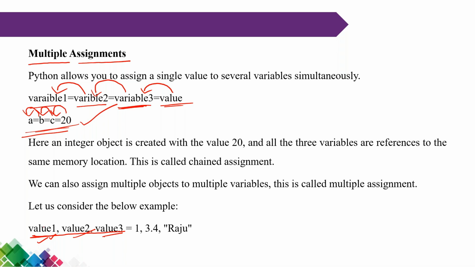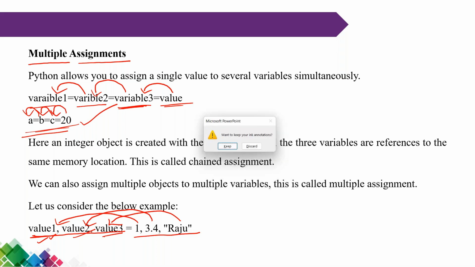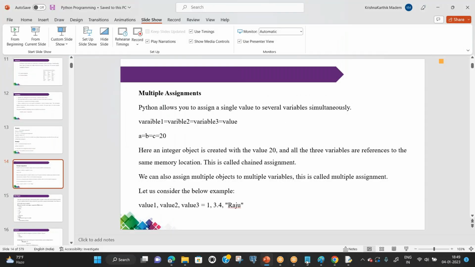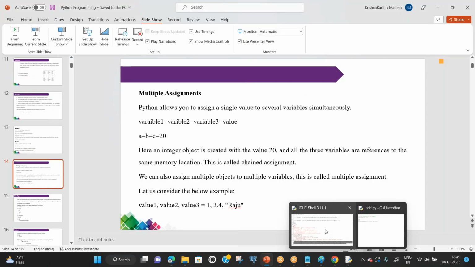How many variables do we have? We have three variables. Assign three values, again separated with commas. How? 1 is assigned to value 1. 3.4 is assigned to value 2. Raju is assigned to value 3. You got it? The simple thing is assigning multiple values to multiple variables.